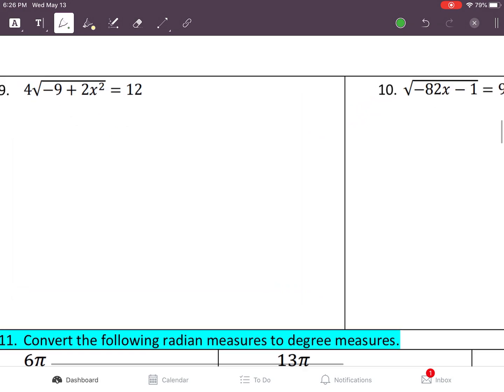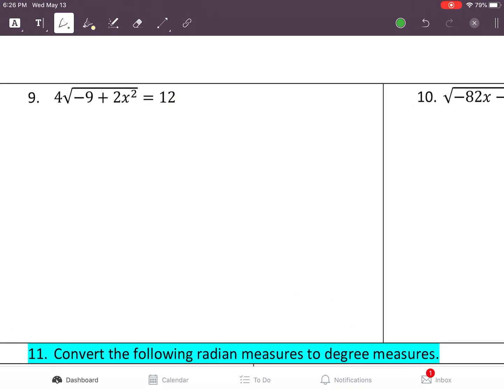Okay, number 9. This is a radical equation where you have a square root inside of our equation. In order to solve this, we want to get rid of that square root sign, but in order to do that, we have to get it by itself. And right now, it's not by itself because that 4 is out in front of it. So we're going to divide both sides by 4 to get rid of it. So we get the square root of negative 9 plus 2x squared is equal to 12 divided by 4, which is 3.